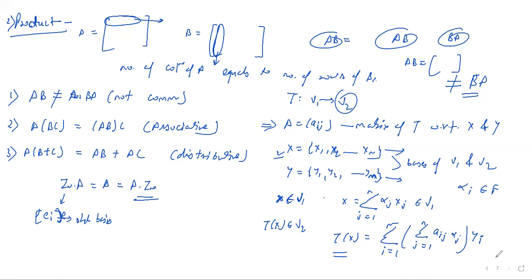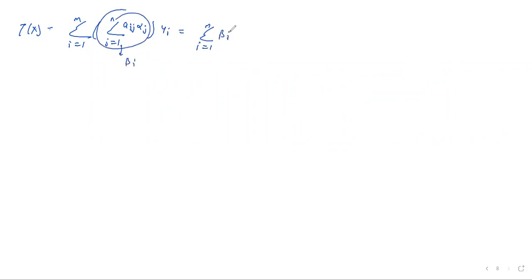Okay. So this linear combination, let's take it here, Tx, which comes out to be sigma i equals 1 to m and sigma j equals 1 to n aij alpha j times yi. Now I can take this as my beta i. So that would be beta i times yi. So here beta i is actually equal to sigma j equals 1 to n aij alpha j.